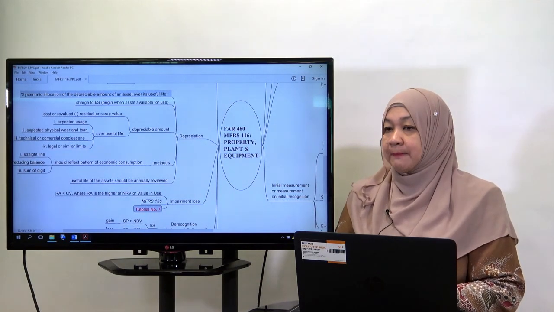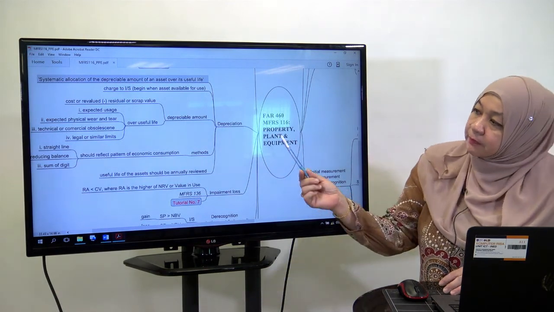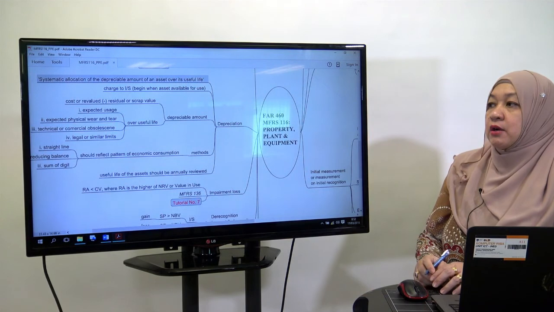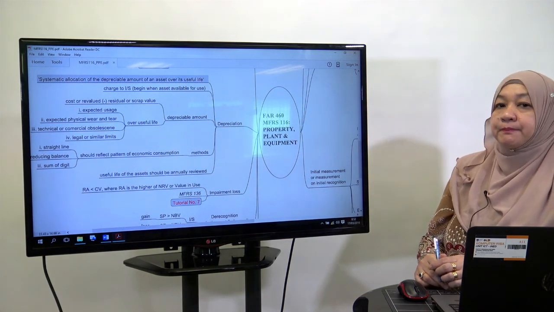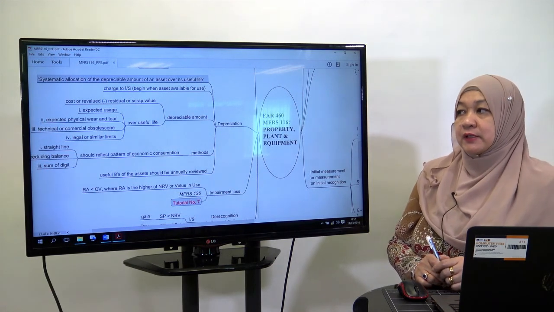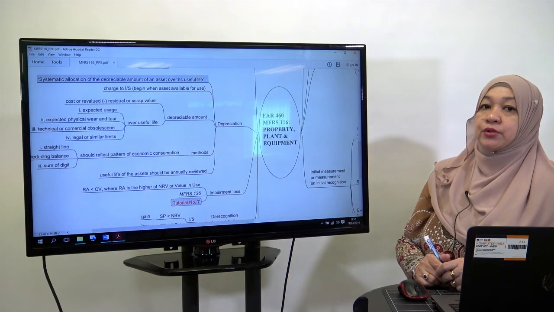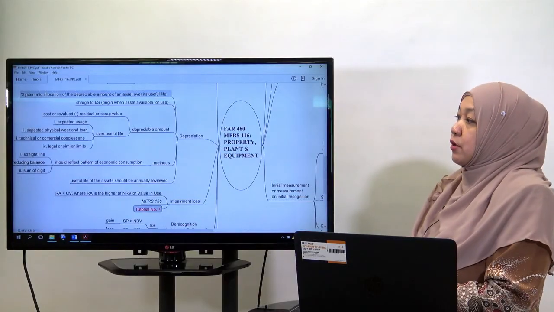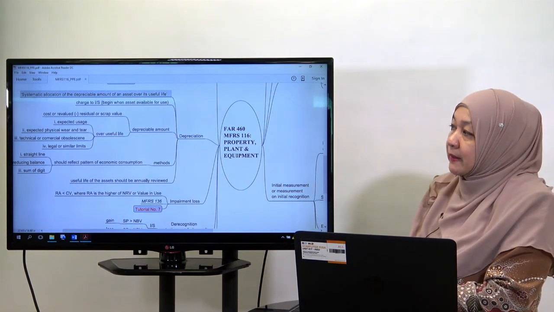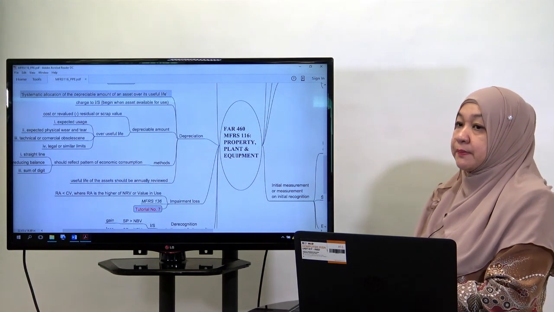So what actually determines our useful life? If you look at the mind map, one is the expected usage. For a vehicle, normally the useful life we can use is 5 years. So it is based on the expected usage: how long are we going to use that particular asset? It is common that the expected usage of a particular asset is determined by the company's past experience.